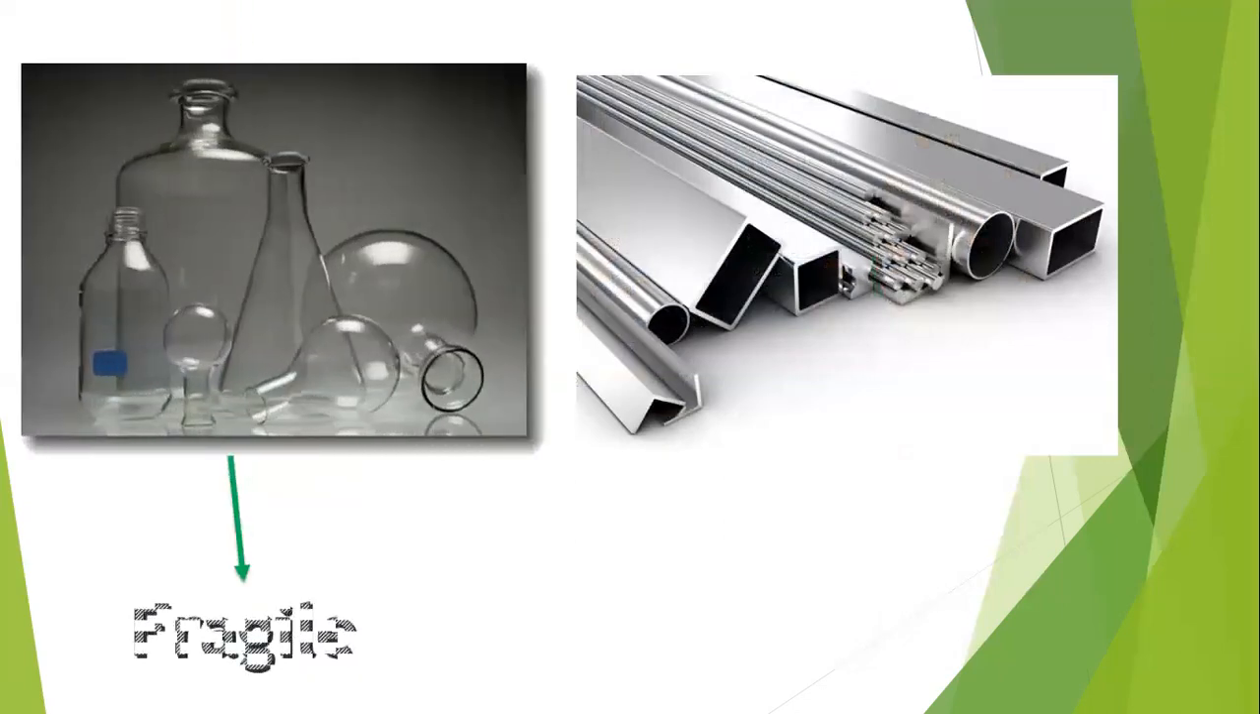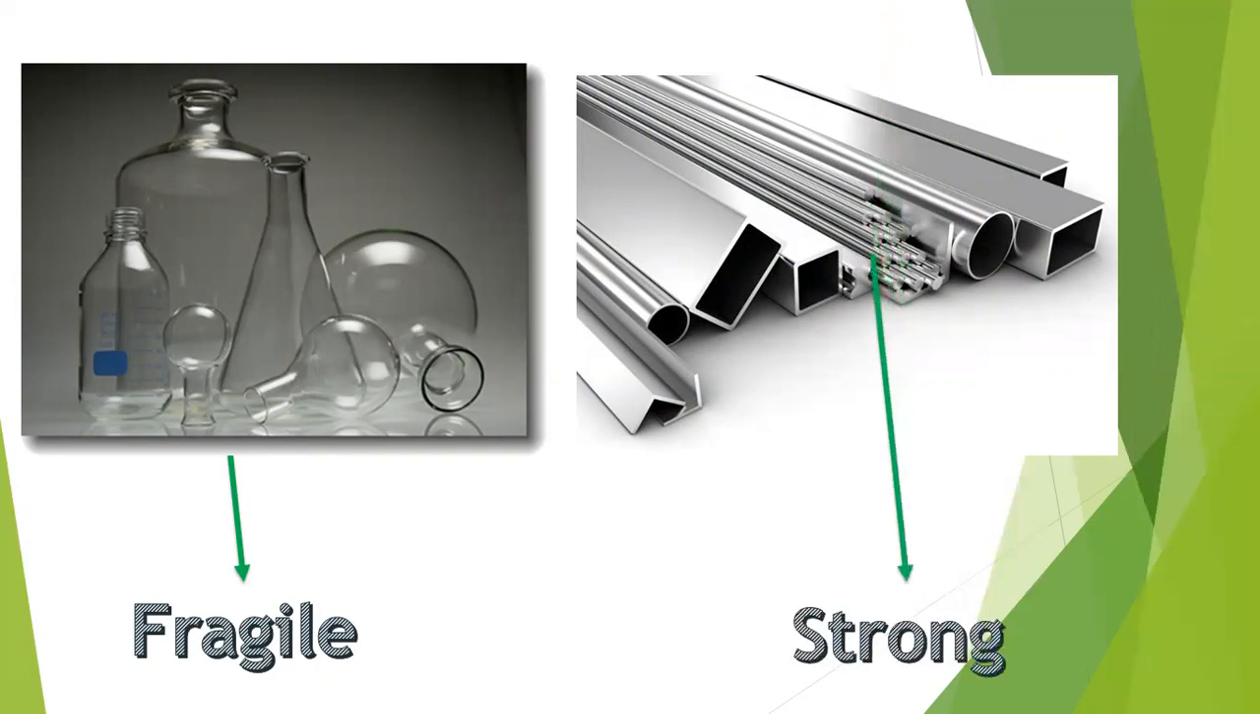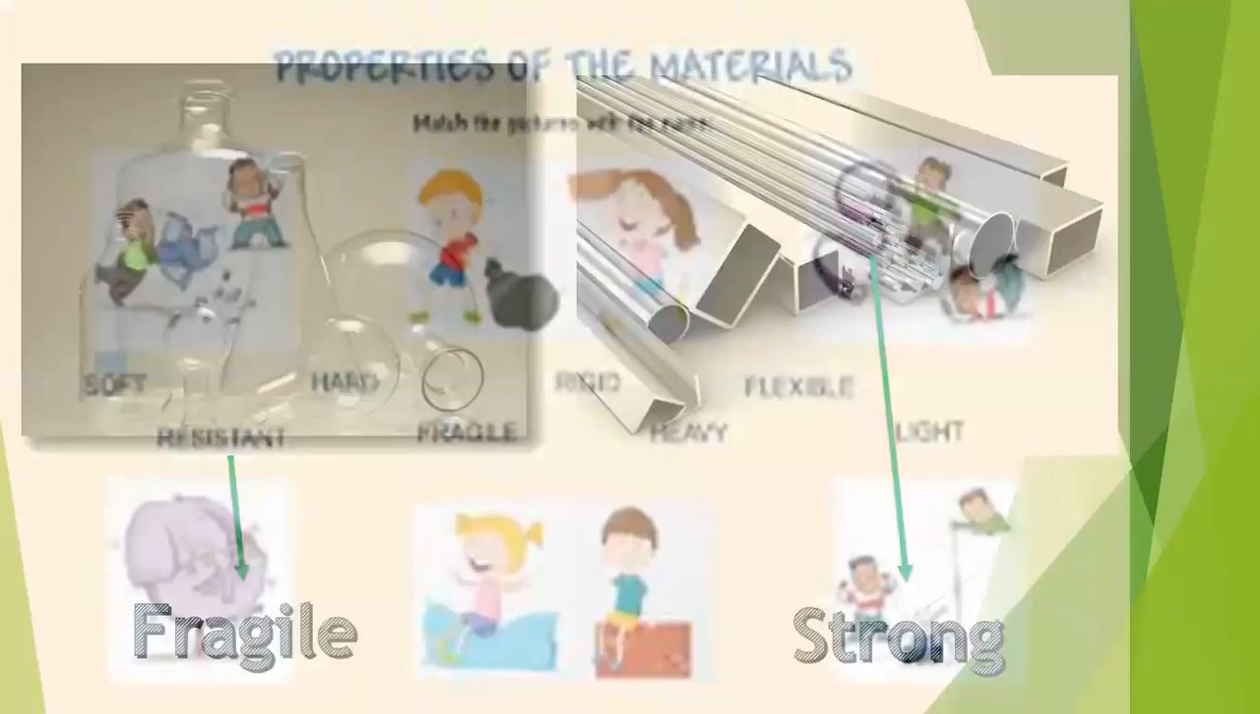Then we have glass things. The glass things are fragile. Fragile means when it falls it can break easily, whereas the iron rods are very strong. If you throw them from the top of the building, they are not going to break. So some of the materials are fragile and some of the materials are strong.